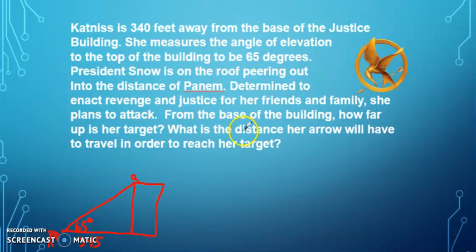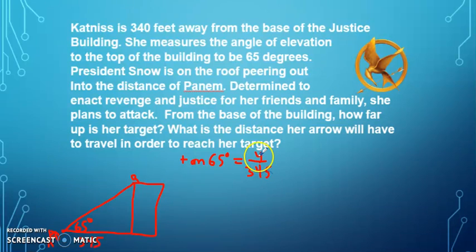First, they ask us how far up is our target from the base of the building. So here's the base of the building. We want to know what is that elevation. So from my angle, that's going to be the opposite side, and we know the adjacent side. So I'm going to use tangent to find that height. So I'm going to call that height value y, because I usually associate y with heights of objects, and the adjacent side is 345 feet.